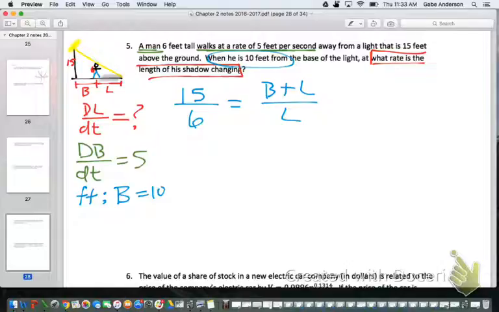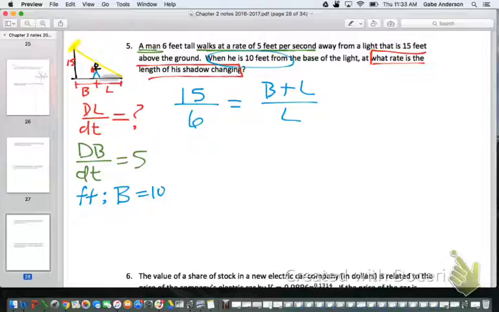You could do something like 15 is to B plus L as 6 is to L. That would be another way. You basically say height is to base as height is to base. That would work too. Okay, so before we make a decision on this, because who knows? We haven't really made a decision. Was this the right relationship? Because think about it, we're talking about right triangles. How many relationships are there with right triangles? There's tons of them, right?